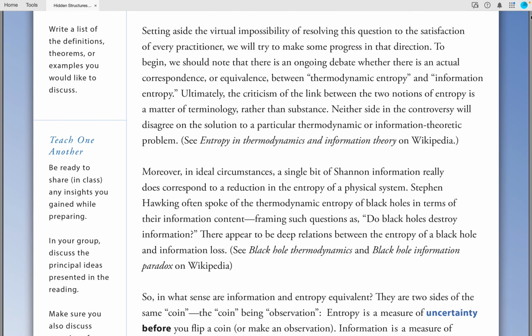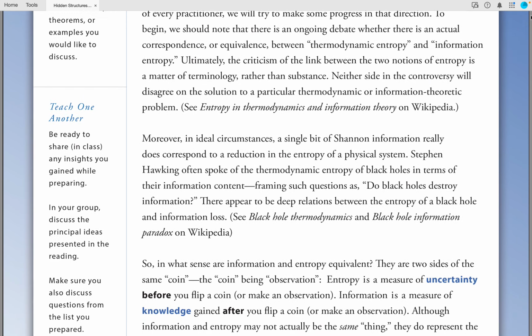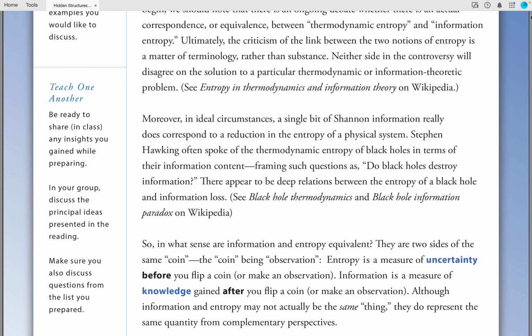Moreover, in ideal circumstances, a single bit of Shannon information really does correspond to a reduction in the entropy of a physical system. Stephen Hawking often spoke of the thermodynamic entropy of black holes in terms of their information content, framing such questions as, do black holes destroy information? There appear to be deep relations between entropy of a black hole and information loss. So, in what sense are information and entropy equivalent?